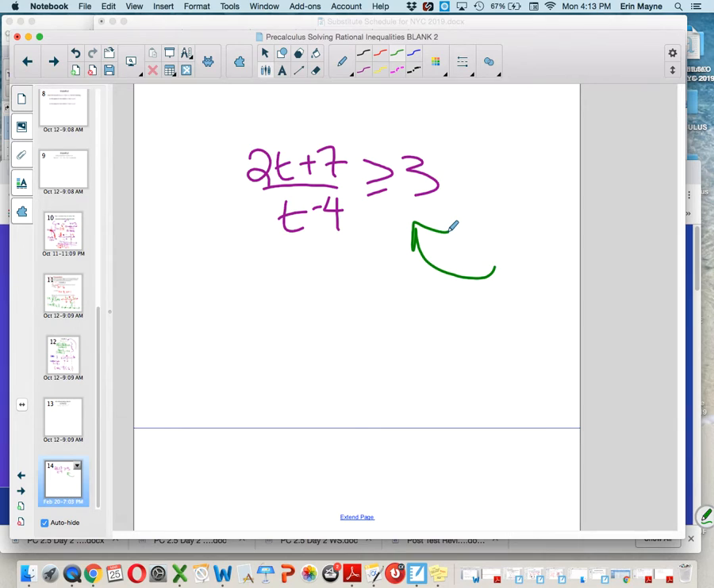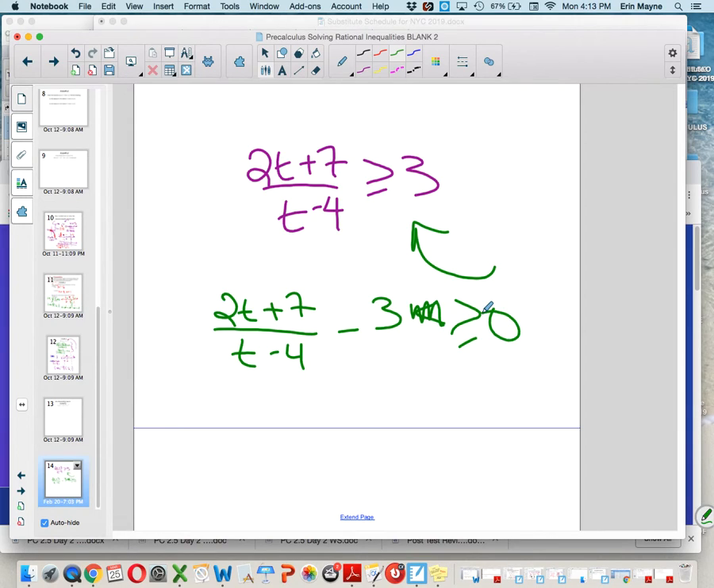So when I see this big fat 3 on the side, my gut must tell me that that is not okay. That it is not okay to leave that 3 on the right-hand side. I need to get it to the left-hand side.